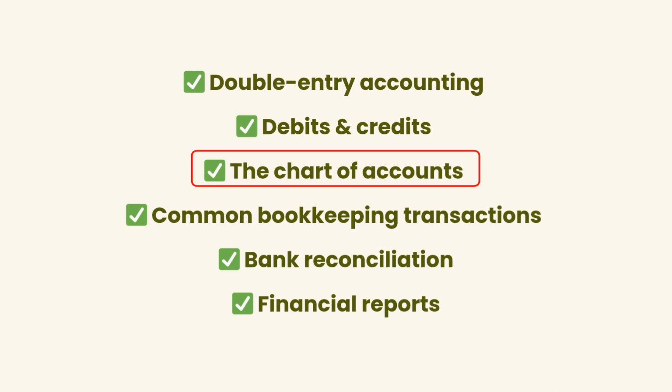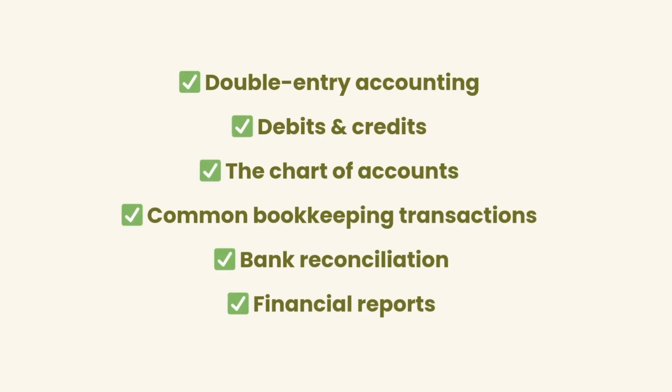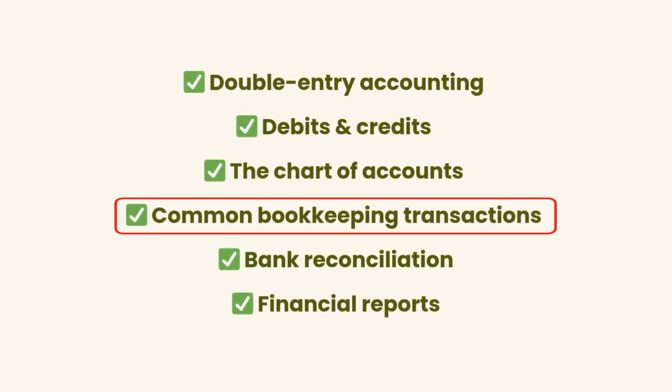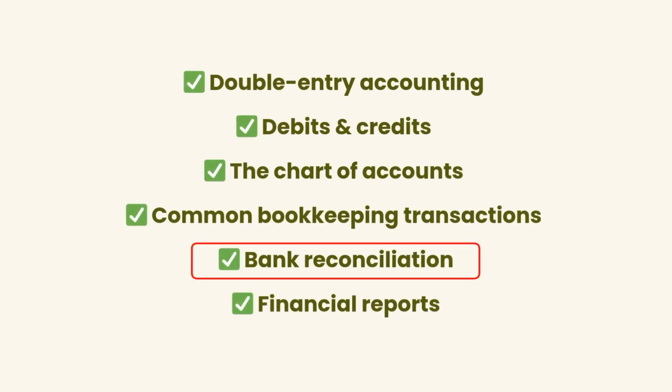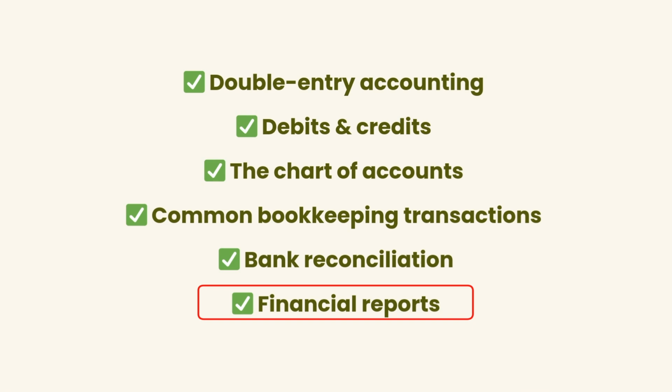The chart of accounts: how you organize your accounting system specific to your business depends on this list of accounts and account types. Common bookkeeping transactions. So these are the real world examples of what you would actually record on a spreadsheet or in your bookkeeping software. We'll use QuickBooks as an example to show you how this is done. Bank reconciliation. The reconciliation process helps ensure that your records are accurate. And financial reports. These are the financial statements that tell you how your business is performing and how you can use this information to make strategic decisions in your company.